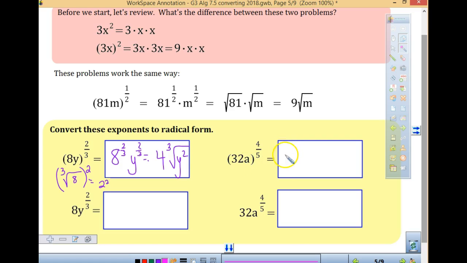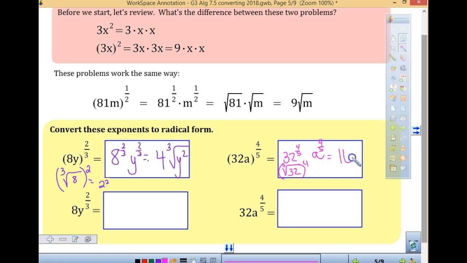So again, we're going to go to this one. We are going to take 32 to the 4/5. What does that mean? That really means the 5th root of 32 to the 4th. The 5th root of 32 is 2. 2 to the 4th gives us 16. We're going to have a to the 4/5.